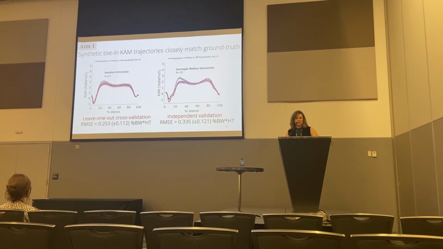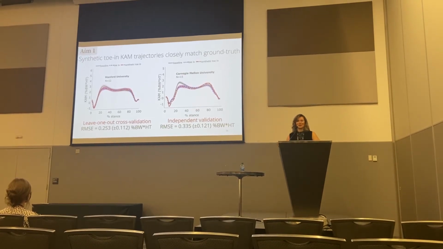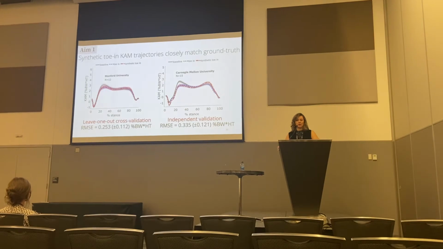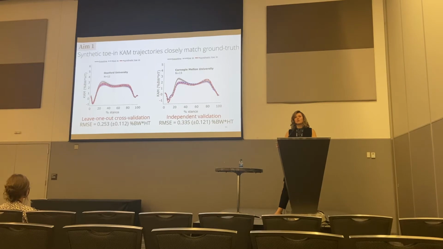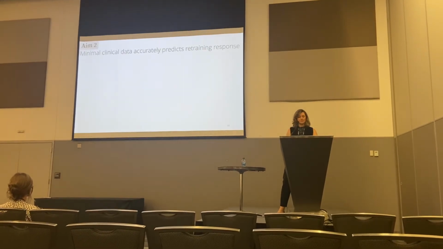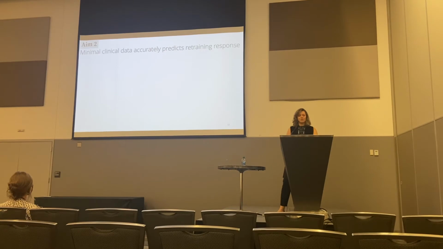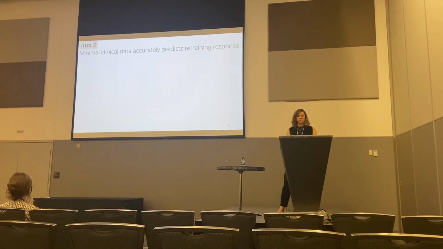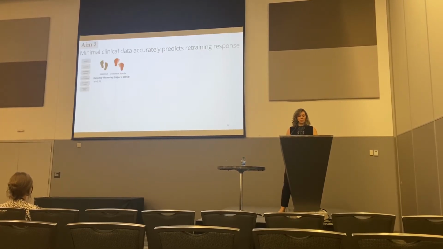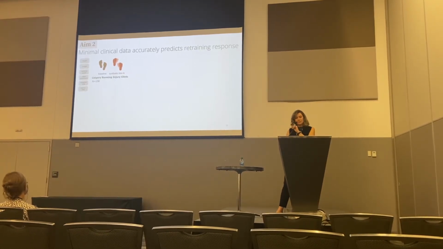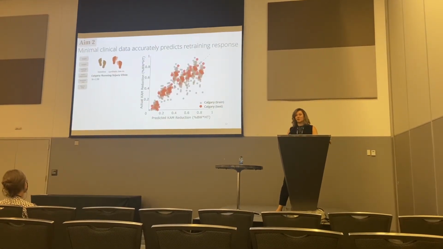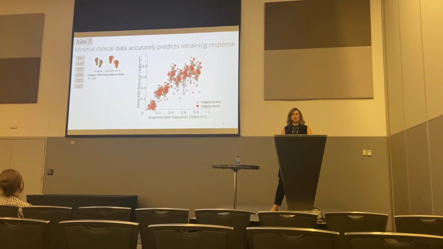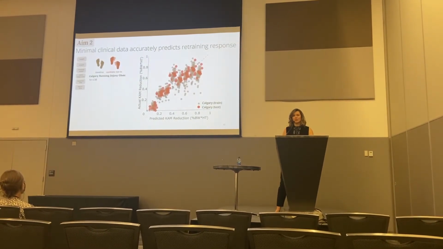So after gaining confidence in the ability of our synthetic data generation approach to realistically generate toe-in gaits and enable modeling of the outcome of interest, which is that reduction in the first peak of CAM, we moved on to the main goal of the study. So in our second aim, we determined if minimal clinical data would be sufficient to accurately predict response to gait retraining. So again, we're using those 6 simple features, and we trained a linear regression model on the synthetic data set to predict reduction in the first peak of CAM. We trained the model on 110 synthetic subjects, which are shown here in gray, and evaluated this model on a holdout data set of 28 synthetic subjects shown in red.